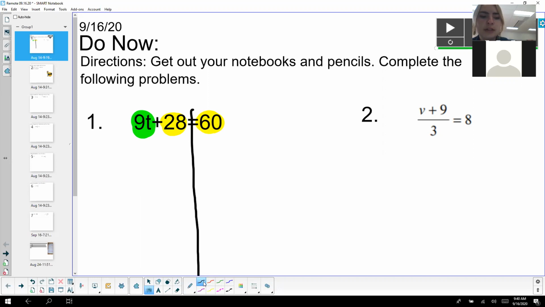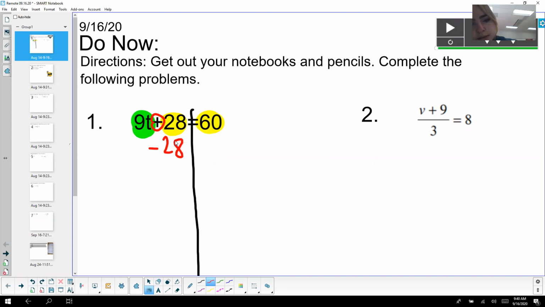So my goal is to deal with the variable term last. So I want to get that variable by itself, but before I can even do that, I have to get all the constants to one side of the equal sign. So I need to move that 28 to the right side. So what I'm going to do is use the opposite of addition, which is subtraction. I'm going to subtract 28 from either side of the equal sign.